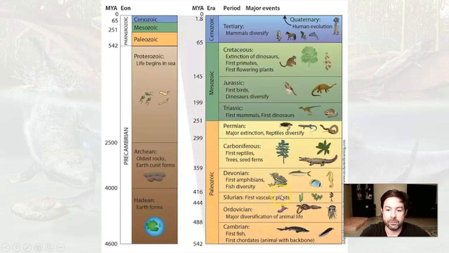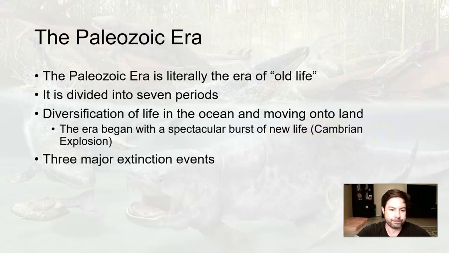In the Silurian, the first vascular plants that can hold their structure on land. In the Devonian, we start to get amphibians. And the Carboniferous, which is split up into the Mississippian and Pennsylvanian, we start to get reptiles. Heck, we start to get trees for the first time. So we'll go through each of these to talk about the life that we find in each of those.